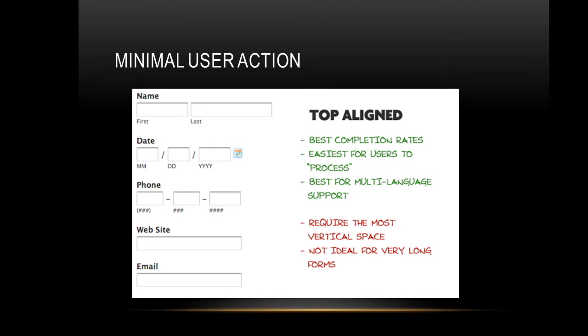So instead of the user typing the slash, only the month, day, and the year will be typed. The same is true with the phone number. So that's an example of minimizing user action.